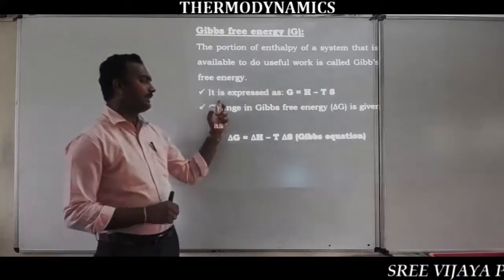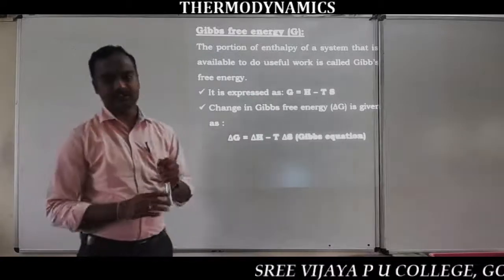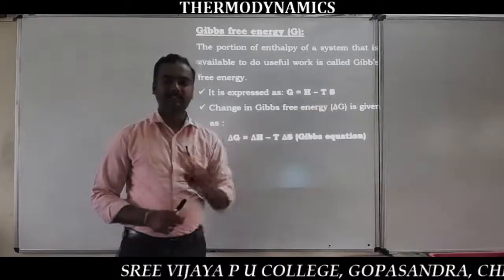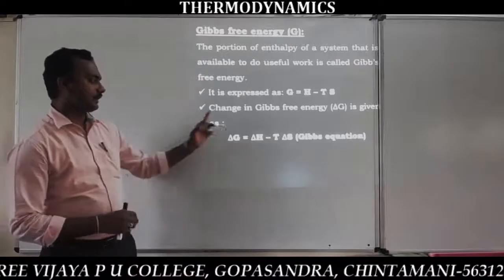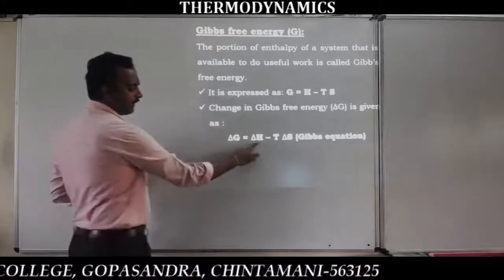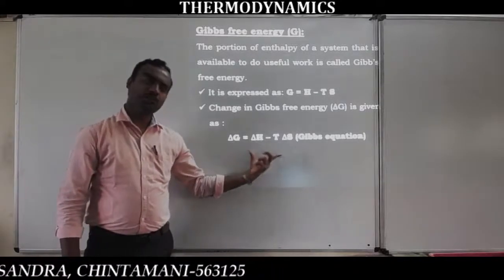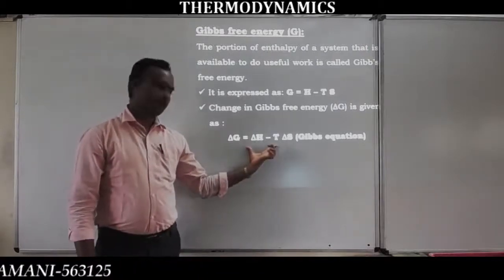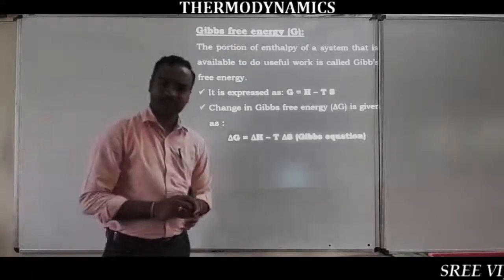So what is the equation? It is expressed as G is equal to H minus T into S, where H is the enthalpy, T is the temperature, and S is the entropy, and G is called Gibbs free energy. For a change, the change in Gibbs free energy, delta G, is equal to delta H minus T into delta S. It is a very important equation. Most of the NEET or CET questions are based on this equation, delta G is equal to delta H minus T into delta S, called the Gibbs equation.